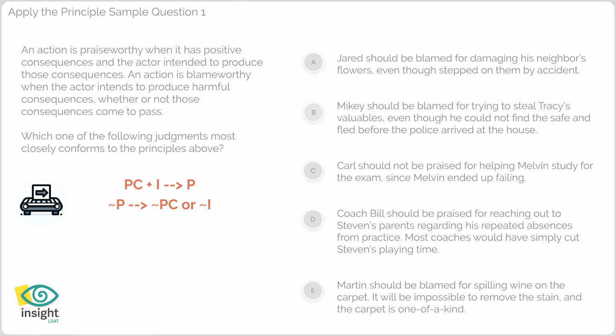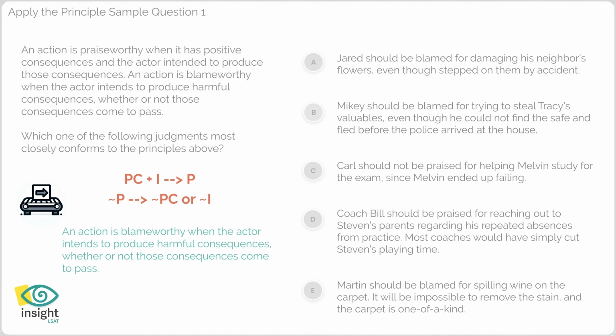All right, on to the next one. An action is blameworthy when the actor intends to produce harmful consequences, whether or not those consequences come to pass. We can actually just ignore that last part, since it says whether or not, that's just every time, so we don't need to capture it. And once we change the when to an if, we pretty much just have an action is blameworthy if the actor intends to produce harmful consequences. Rearranged, if an actor intends to produce harmful consequences, then their action is blameworthy.